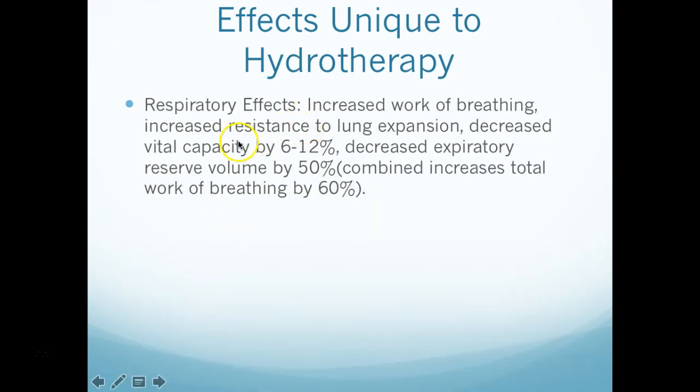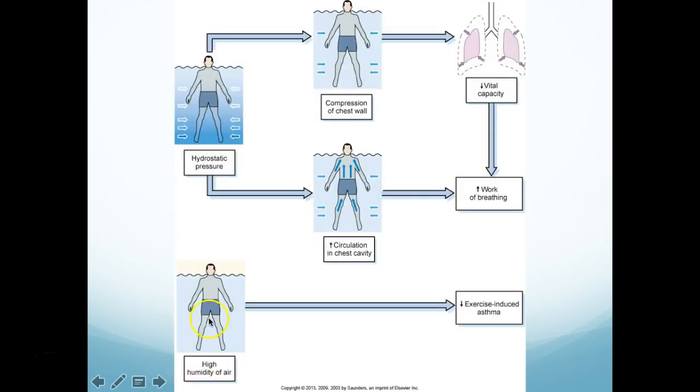An increased work of breathing, increased resistance to your lung expansion, decreased vital capacity by 6 to 12%. You get a decreased expiratory reserve by 50%. So that's about 60% total. So this is why you see a lot of people who have asthma swimming. It really works well for them, and they are able to do this as a really competitive athletic event. So here we're just kind of talking about the different things, what happens. It kind of tells you what happens, starting where you're going. Okay.